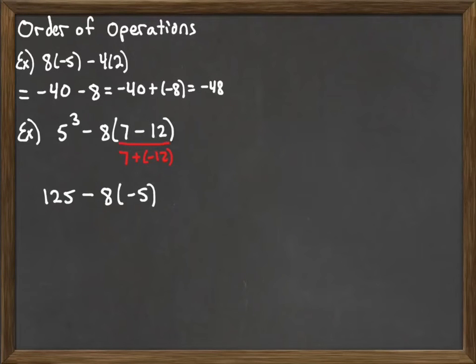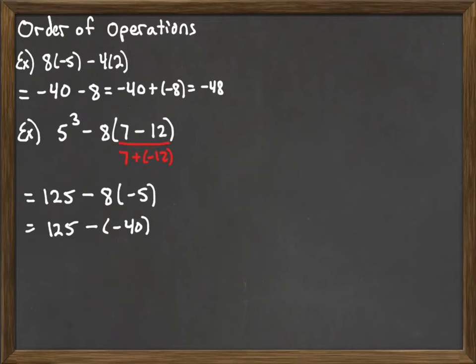So at this point I've gone ahead and worked out the 5 to the third, which is 125. And I have 5 to the third minus 8 times a negative 5. Now there's actually 2 ways to proceed from here with the minus 8 times negative 5. I'm going to do it first the long way, and then I'm going to point out a shortcut that we can use. So first, 8 times negative 5 will be negative 40.